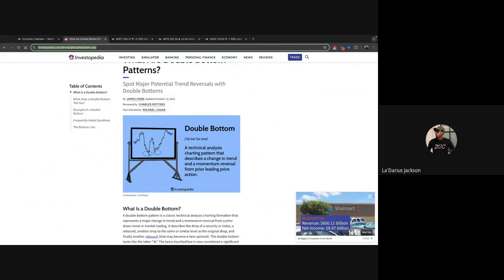And yeah, that's a better picture of what it looks like. Down, up, down, back up to where it started, and it moves. All right, let's keep it moving.